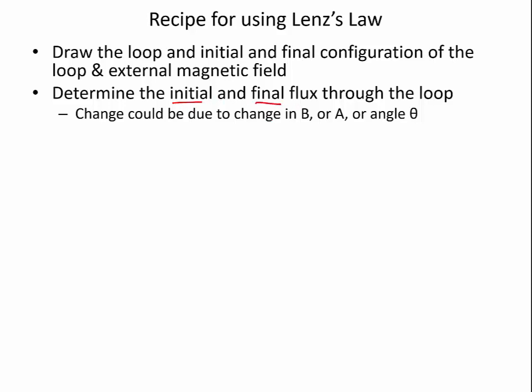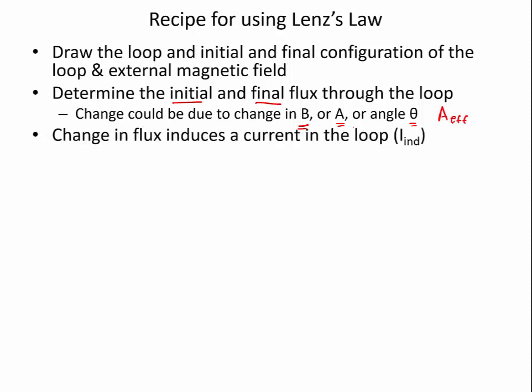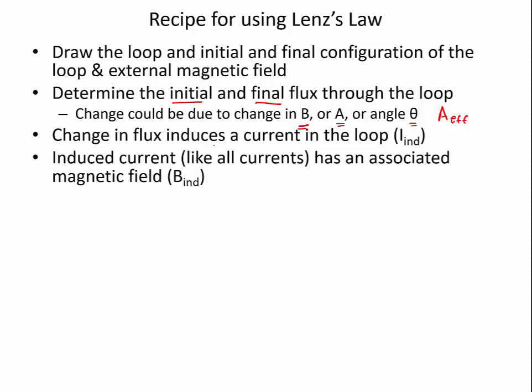And the change in the flux could be caused by a change in the strength of the magnetic field going through the loop, or it could be due to a change in the area of the loop, or it could be due to a change in the angle between the area and the magnetic field, which changes the effective area that we discussed in the previous video. So by changing any of these 3 things, I can change the flux through the loop. So if the flux is changing, there will be an induced current. We'll call that I induced. And induced current, like all currents, has an associated magnetic field, and we'll call that B induced.